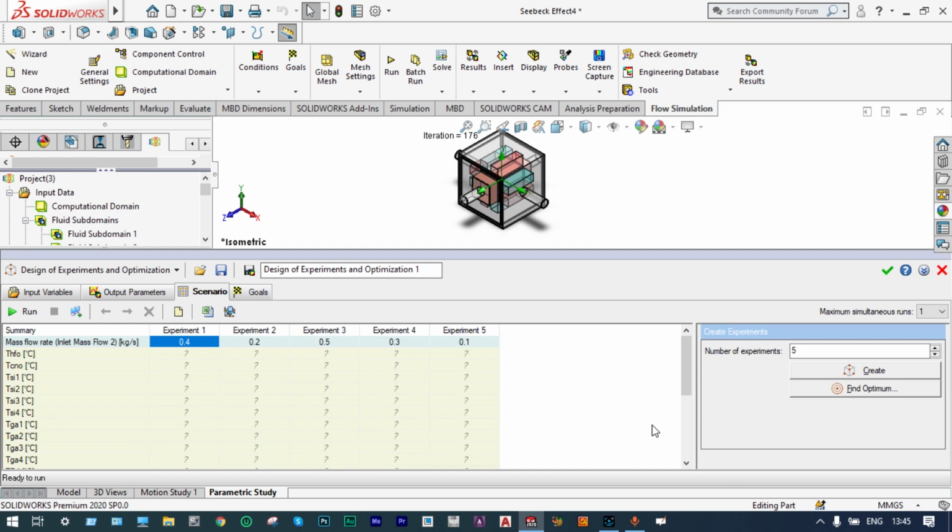So we have defined the mass flow rate at different levels. Let us create those mass flow rates in the correct sequence, right? Initially we'll take the mass flow rate as 0.1 kg per second. Next one will be 0.2. Third mass flow rate we want to be 0.3 kg per second. Fourth one will be 0.4 kg per second, and the final one will be 0.5 kg per second. With these different mass flow rates, we'll have our goals and see the effects, right? Let us run these simulations.